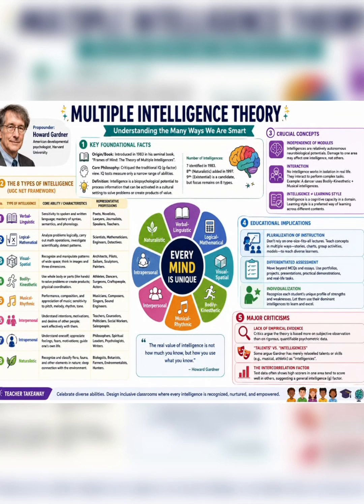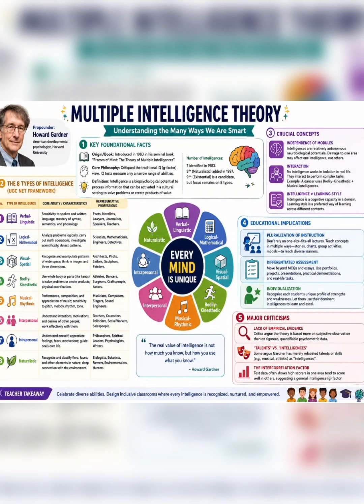So now let's break down the core frameworks. Number 1, verbal linguistic. Sensitivity to spoken and written language, mastery of syntax, semantics and phonology. Representative professions: poets, novelists, lawyers and journalists. Number 2, logical mathematical. The ability to analyze problems logically, carry out math operations, investigate scientifically and detect patterns. Representative professions include scientists, mathematicians and engineers.